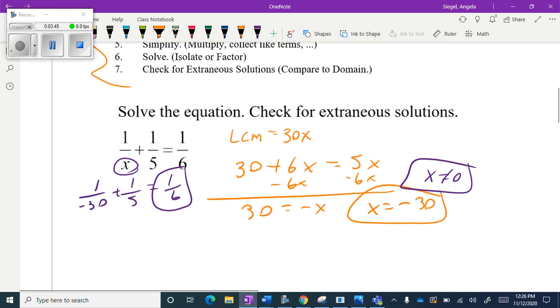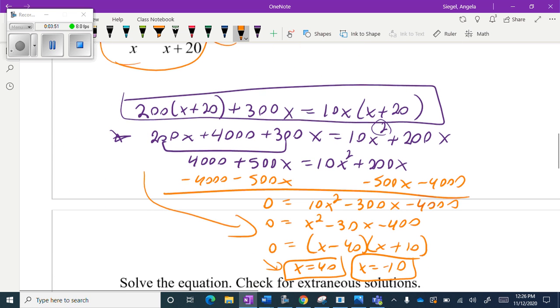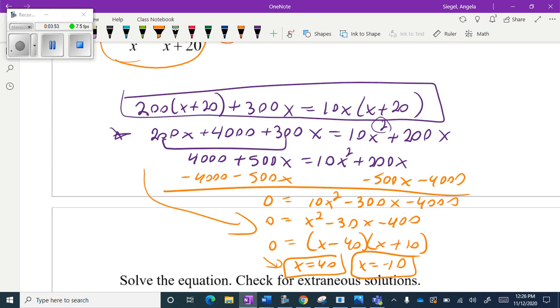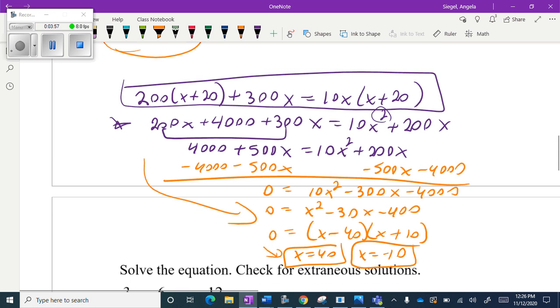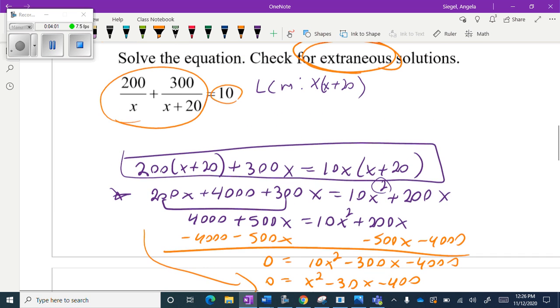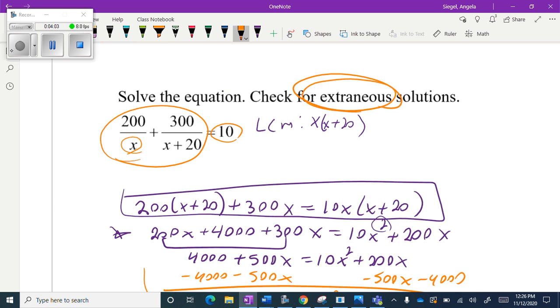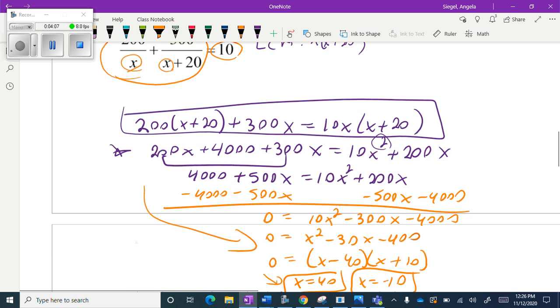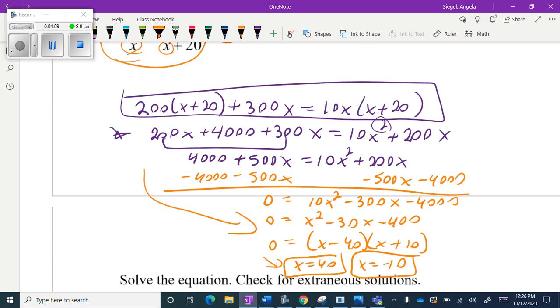Problems like this are very straightforward, so they're not going to throw extraneous solutions. But sometimes when you get to the squared problems, like the quadratic problems, sometimes they do weird things. So we definitely need to check it here. So go ahead and check both of those. So just like we did before, I'm going to plug in 40 here and see if it equals 10. And then I'm also going to plug in negative 10 to both places to see if that works as well.